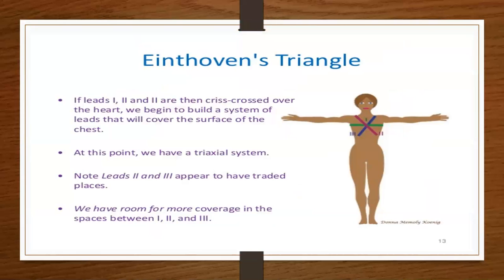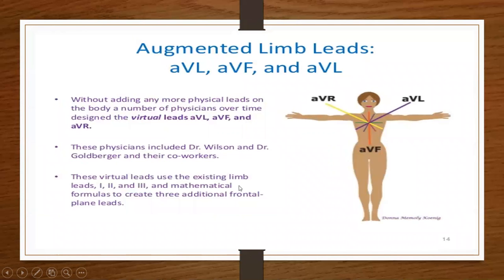Still on Einthoven's triangle, if leads 1, 2, and 3 are crisscrossed over the heart, we begin to build a system of leads that will cover the surface of the chest. At this point, we have a triaxial system. Note the leads 2 and 3 appear to have traded places. But if you notice here, you still have room between the spaces of 1, 2, and 3. And that's where your augmented limb leads come in.